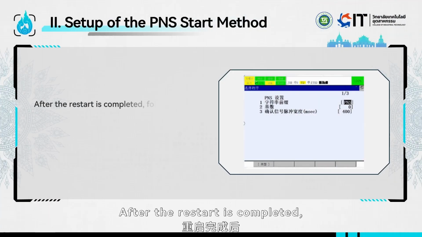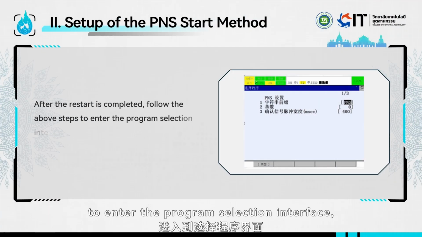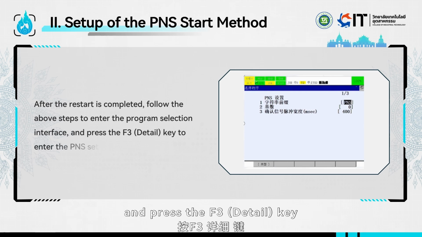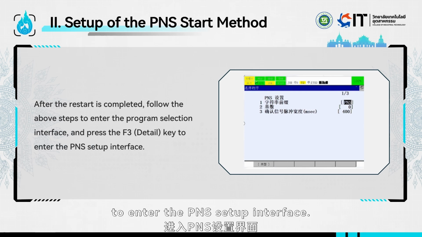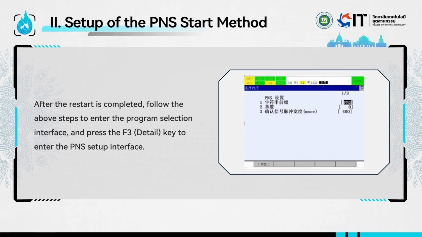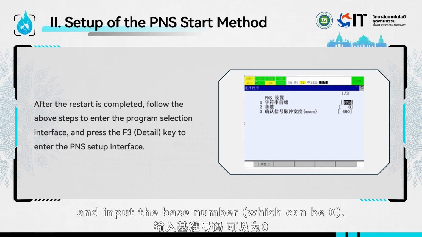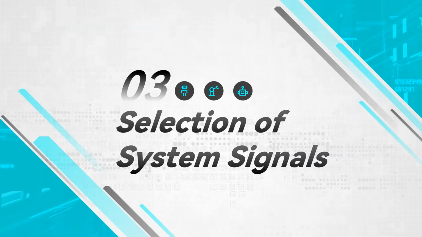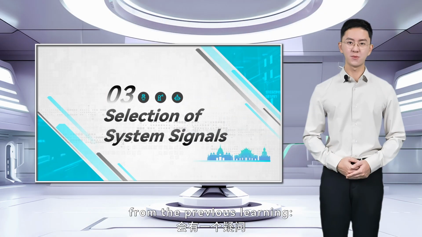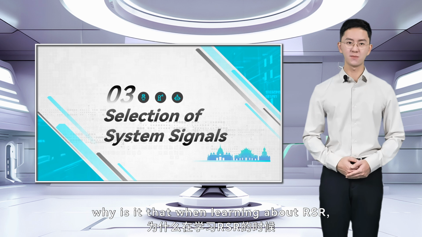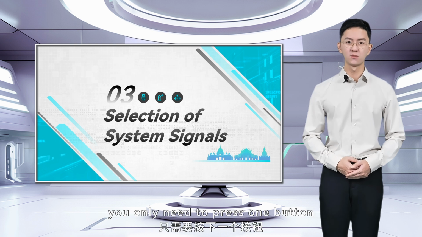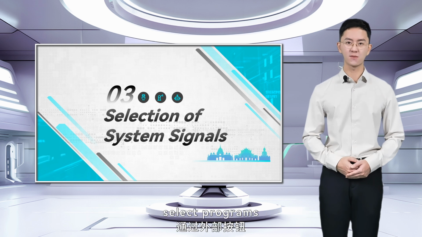After the restart is completed, follow the above steps to enter the program selection interface, and press the F3 detail key to enter the PNS setup interface. Move the cursor to the base number field and input the base number, which can be 0. You might have a question from the previous learning. Why is it that when learning about RSR, you only need to press one button to run the program, but how does the PNS automatic operation mode select programs through an external button? Let's continue learning.